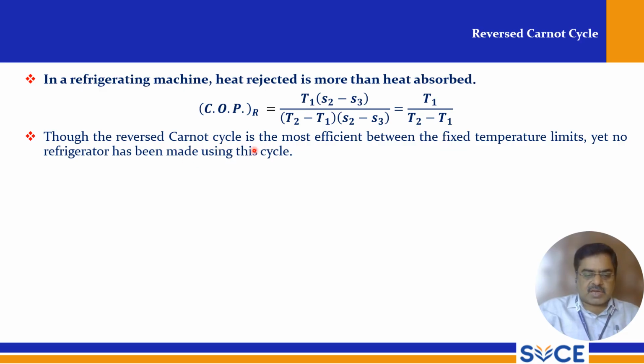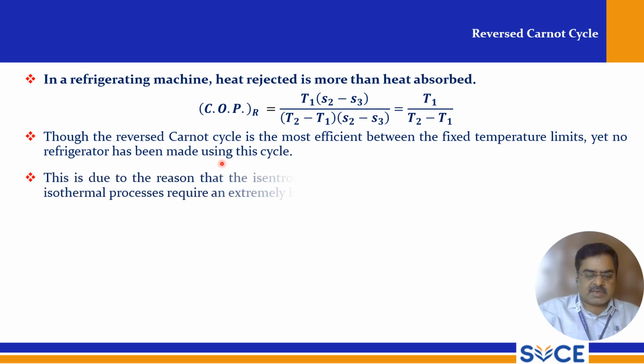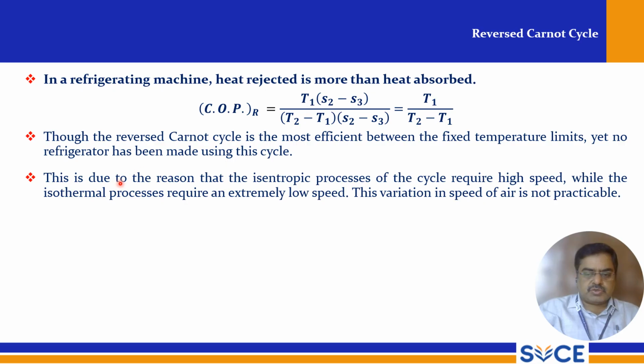Though the reversed Carnot cycle is the most efficient between the fixed temperature limits, yet no refrigerator has been made using this cycle because it is a theoretical cycle only, an ideal cycle. This is due to the reason that the isentropic processes of the cycle require high speed, while the isothermal processes require an extremely low speed.